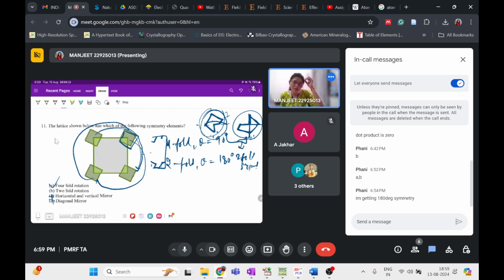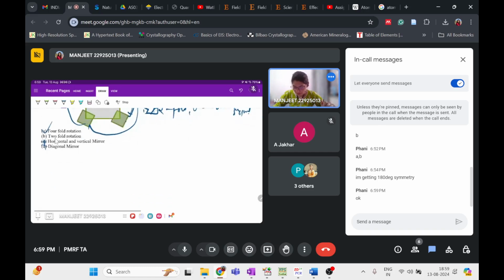Is it clear now? Pani, is it clear? If you just focus on a small part, you can figure out how the two-fold symmetry is not existing here. Is it clear or not? Just respond to me. Okay, just take a small part and see the change in your lattice.